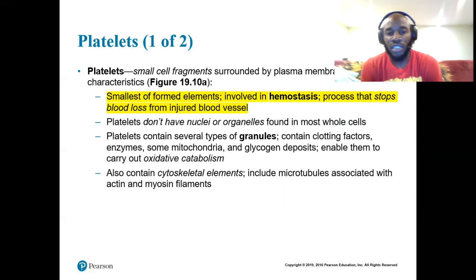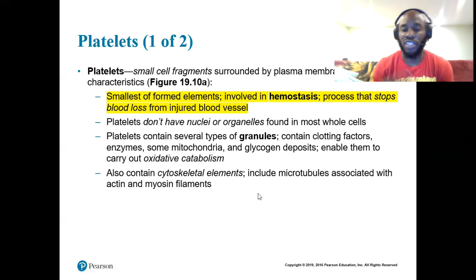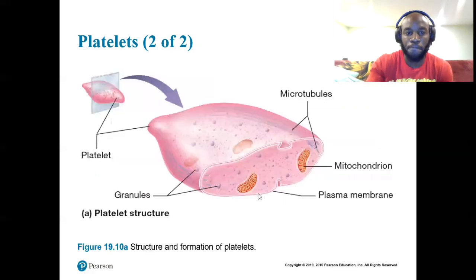But platelets have several types of granules which contain clotting factors, enzymes, mitochondria, and glycogen deposits, right? So they do have the ability to do some oxidative catabolism. We're going to see that that's important. They actually contain some actin and myosin filaments, so they have the ability to do some movement, which is going to be important in the process of hemostasis.